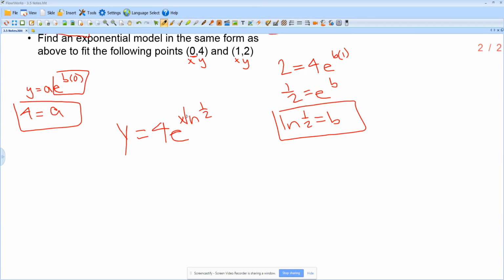Usually we put this x in front. If I write it the other way, 4e to the natural log 1/2 x, I can't tell right now if I'm taking the natural log of 1/2 or the natural log of half of x. And the x is supposed to just get multiplied times the natural log. So it's not very clear as to what I'm taking the natural log of. So you'll want to put that x in the front.